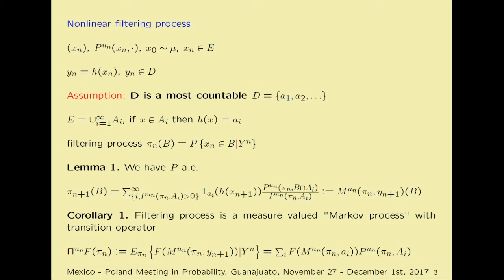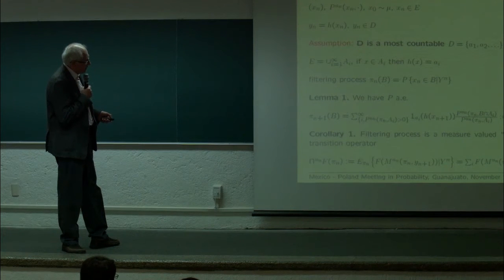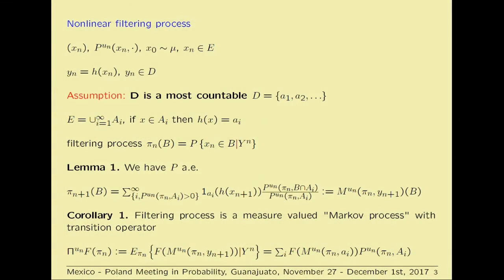And the result, which is a consequence of this, is that the filtering process defined in this way is a Markov process. Also, Markov in quotation marks, because in a sense, the process at time n plus 1 depends on the observation and on un. The transition operator can be written as a filtering process that depends on pi n and un, and transitions to the next step pi n plus 1, and then we have the formula to calculate it. So it's a controlled measure-valued process.